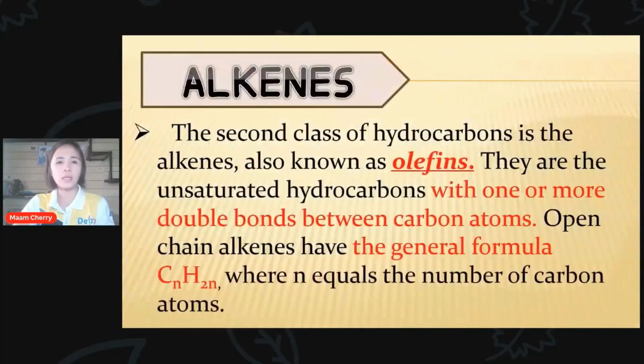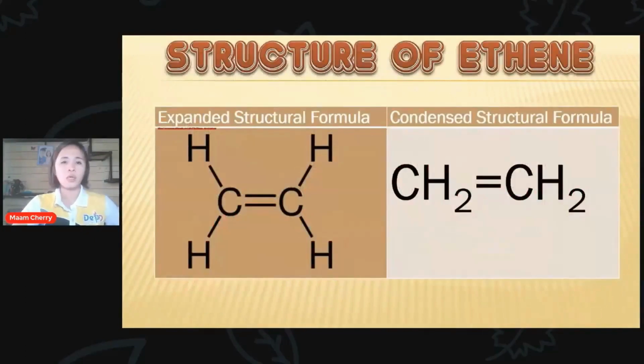Next, alkenes naman. The second class of hydrocarbons is the alkenes, also known as olefins. So, other term for alkenes is olefins. They are unsaturated. Bakit unsaturated? Kasi may double bond na siya, with one or more double bonds between carbon atoms. Open chain alkenes have the general formula of CnH2n, where n equals the number of carbon atoms. Ito yung mga example. Structure of ethene.